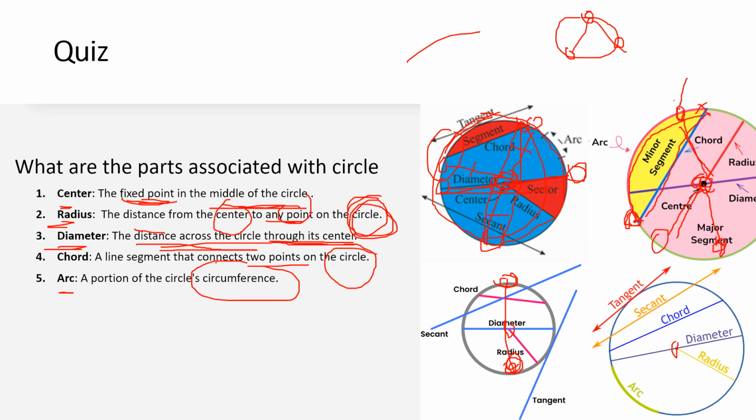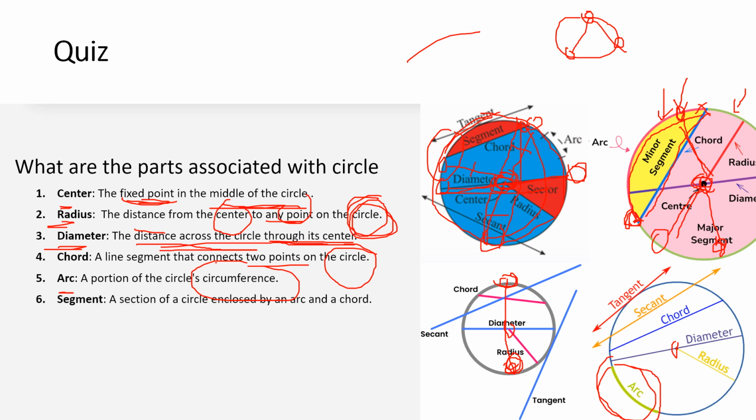Okay, and we have a minor arc. We have a major arc. For example, in this case, the red colored one is a minor arc. This green colored one is a major arc because it's a bigger portion of the circumference. Here, if you see, it's a minor arc, and the remaining is the major arc.